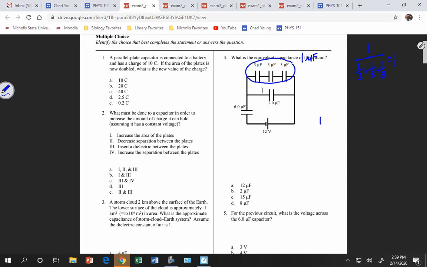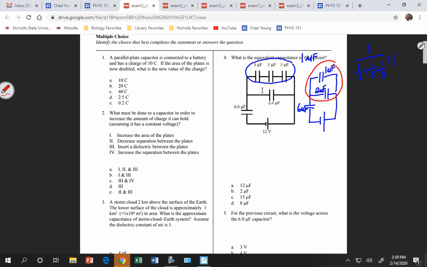I can redraw this. Especially as you're practicing, it's really useful to redraw the circuit at every step. So I have 1 microfarad, 2 microfarads, and 6 microfarads. What do I do next? Maybe the 2 and the 6, the 1 and the 6, the 1 and the 2. What do I do next? The 2 and what? The 1. The 2 and the 1. I do the 2 and the 1 because these are in parallel with one another.